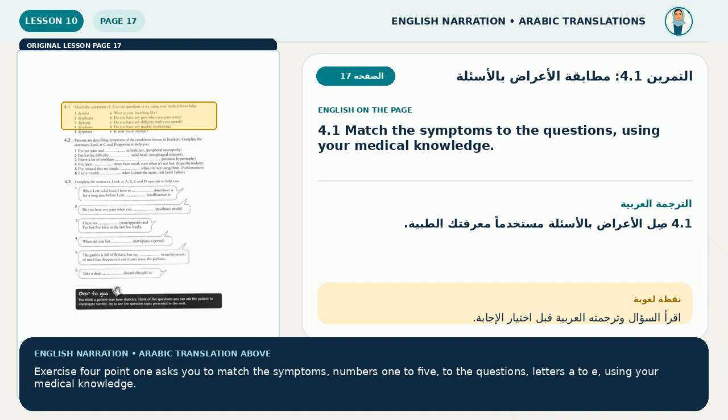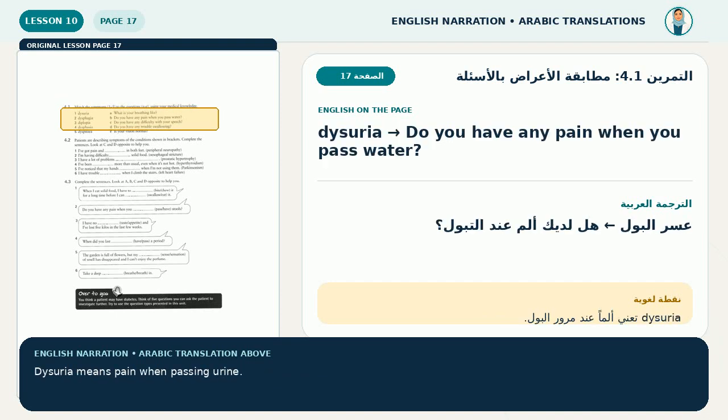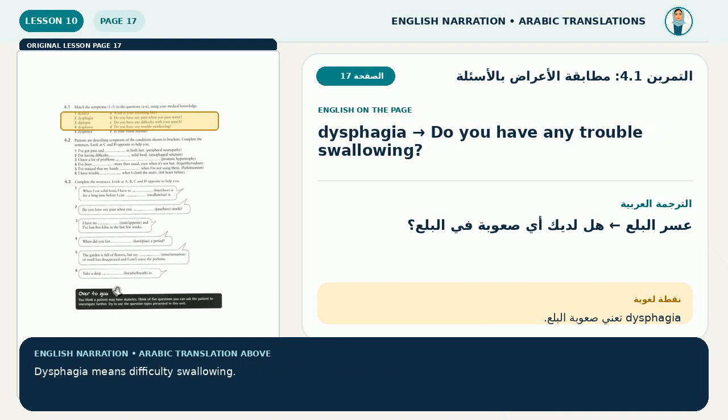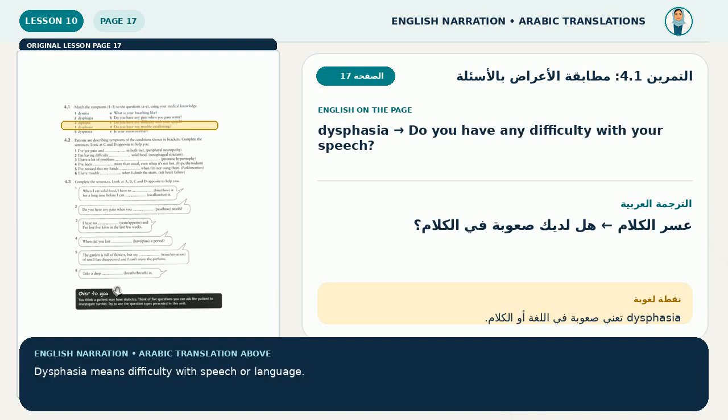Exercise 4.1 asks you to match the symptoms, numbers 1 to 5, to the questions, letters A to E, using your medical knowledge. The question and Arabic translation are shown on screen. Dysuria means pain when passing urine. It matches the question, do you have any pain when you pass water? Dysphagia means difficulty swallowing. It matches, do you have any trouble swallowing? Diplopia means double vision. It matches, is your vision normal?